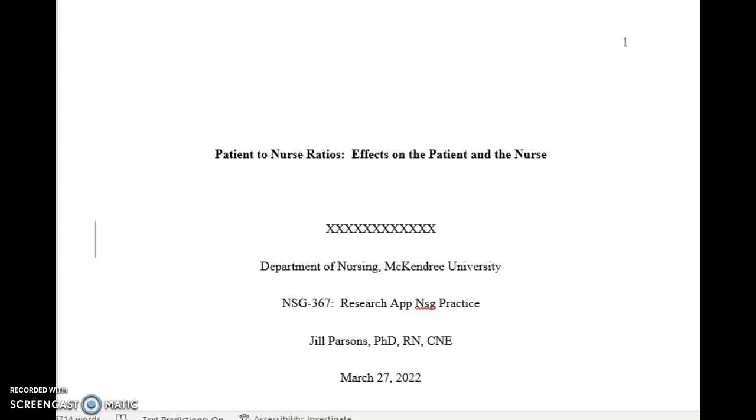So I do have a student paper that was written last term. This student did look at and synthesize the literature on patient to nurse ratios and the effects on both the patient and the nurse. Now, when we look at this title page, please note that there is no running head because this is a student paper.